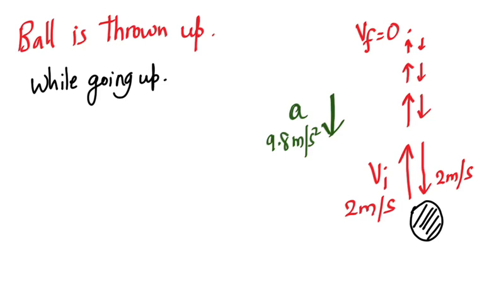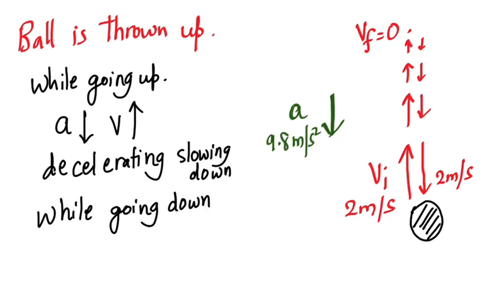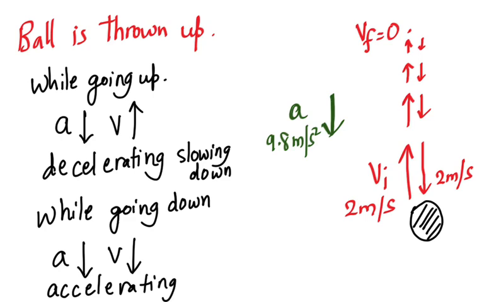So while going up, acceleration is down, velocity of the object is up. That means acceleration and velocity are opposite to each other. So that means the object is going to decelerate. It's going to slow down, and that's why we see that the object's final speed at the maximum height becomes 0. When it's going to go down, acceleration was already downwards, but now the velocity is also downwards. That means it's going to accelerate. That means it's going to speed up.